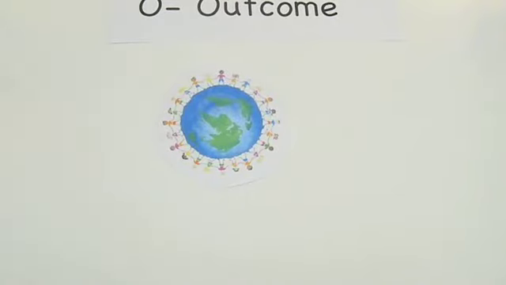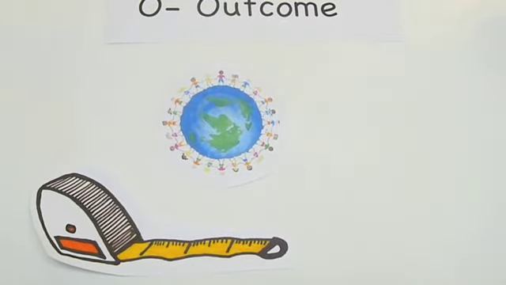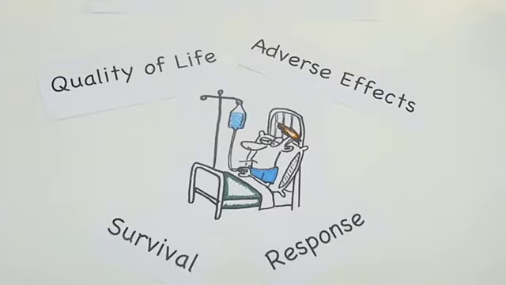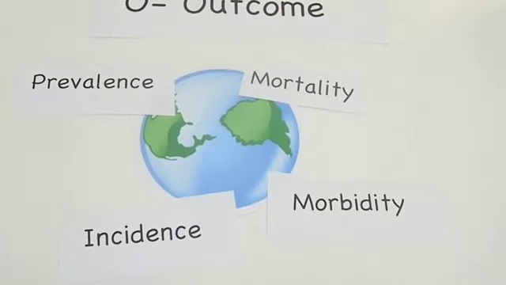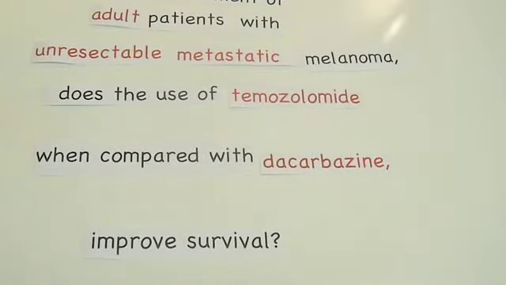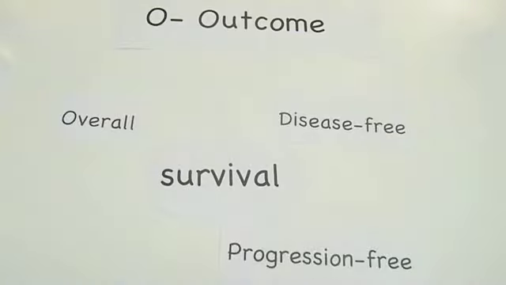O stands for outcome. An outcome is a measure of effect that the intervention and comparison will have on the population of interest. These could be patient outcomes, system outcomes, or public health outcomes. Whatever the outcomes of interest, they should be explicitly reported, and only outcomes important enough to inform the recommendations should be considered. The outcome in our question is survival. There are many different measures for survival. We need to be specific about which one we mean.